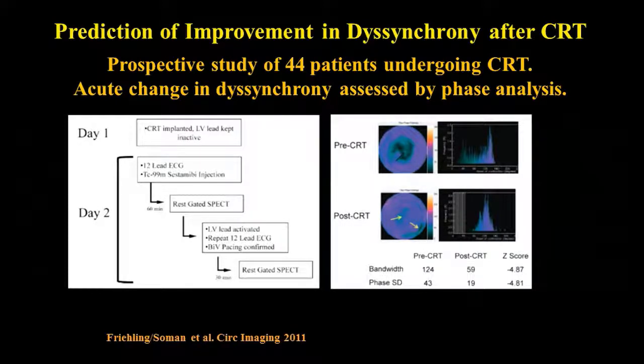So now they are being paced from both sides of the ventricle, with repeat gated acquisition. So you had two sets of acquisitions from a single injection of technetium, within an hour of each other.